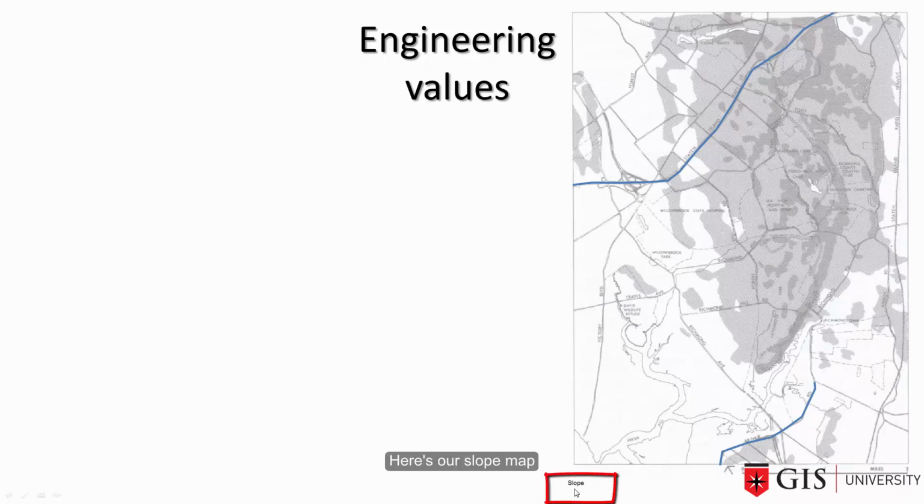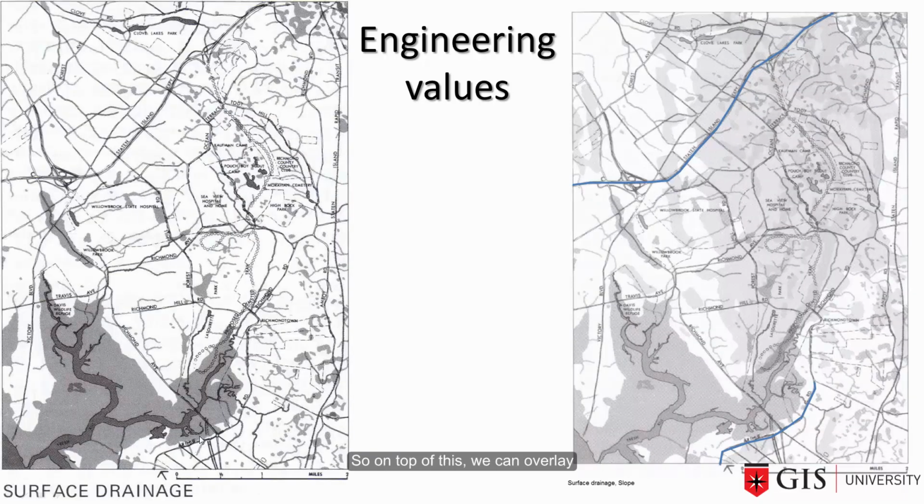Here's our slope map. And what we see is the darkest areas have the steepest slopes, grey areas have moderate slopes, and transparent areas have totally suitable slopes for building the road. So on top of this, we can overlay a surface drainage map. Okay, once again, the darkest areas have the worst surface drainage, grey areas, moderate surface drainage, and the transparent areas represent no constraint in any way, shape or form for building a road.